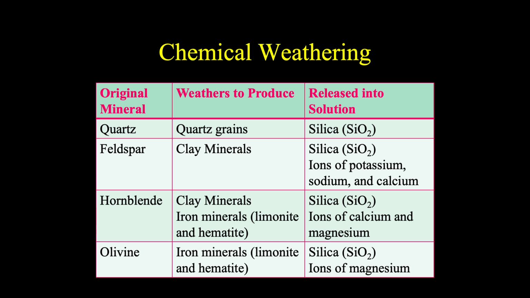The iron typically combines with oxygen to form various iron oxides, which can give a yellowish to reddish to brownish stain to sedimentary rocks, depending on how much of the iron oxide there is. So, that is the results of chemical weathering.